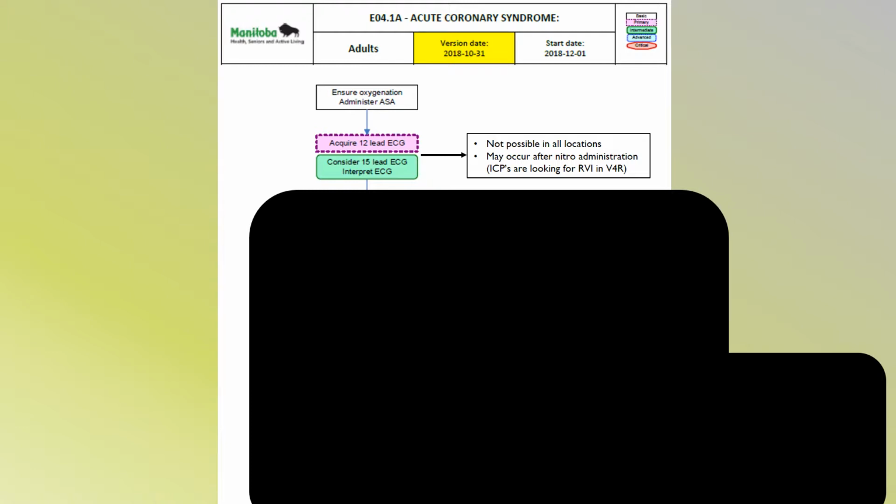What you're looking for at the ICP level is an RVI, or elevation, in the V4R lead. So you've got to take your V4 precordial lead and move it over to the right side. The same place as on the left, you're going to move it to the right. What you're looking for is elevation of 1 millimeter. That's one little tiny box on the EKG charting. If it's more than 1 millimeter of elevation in V4R, then most likely that patient has a right ventricular infarct. And in that case, you would withhold any nitrate therapy. Okay, and that's only if you have ICP level. For everyone else, the expectation is that you just go forward and administer the nitro.